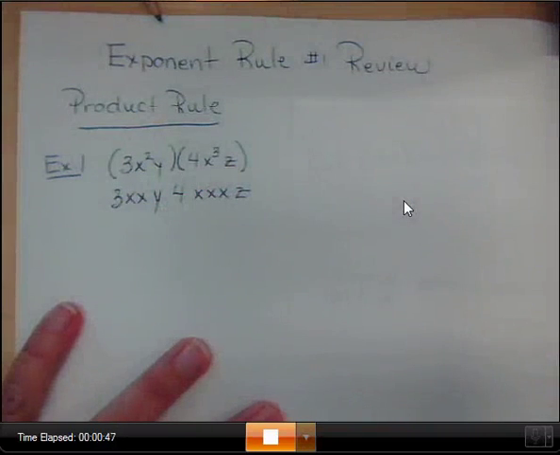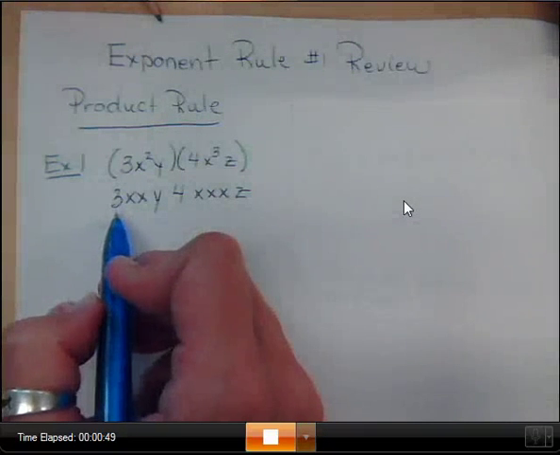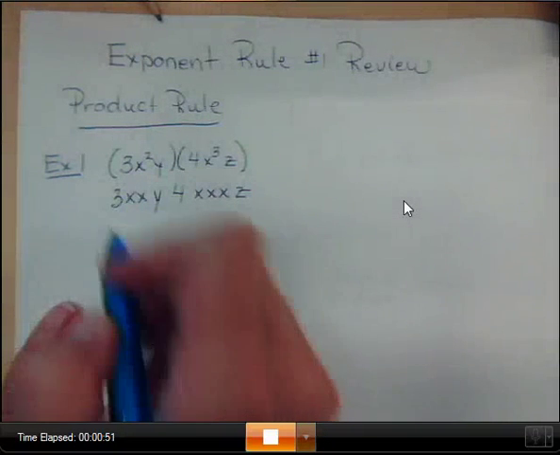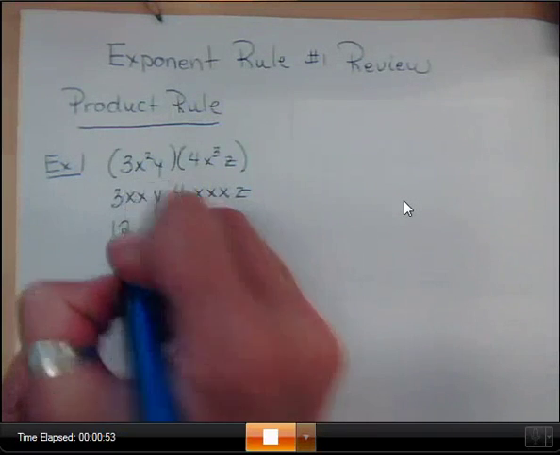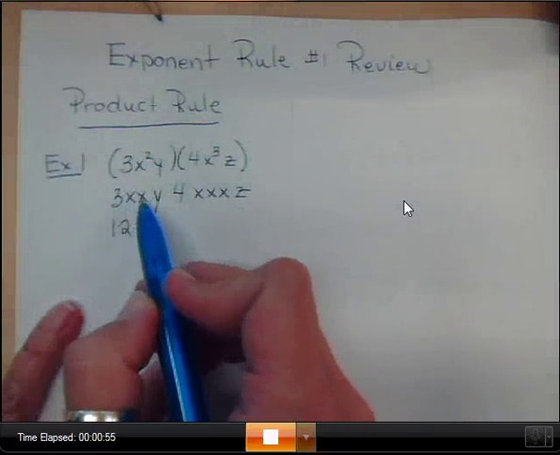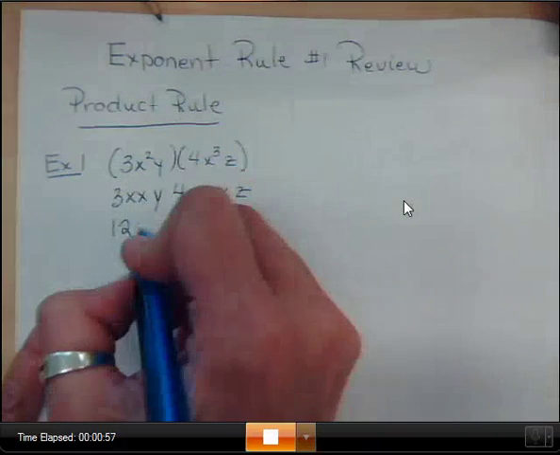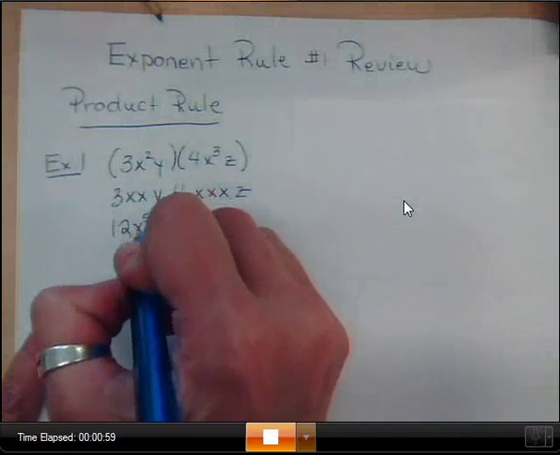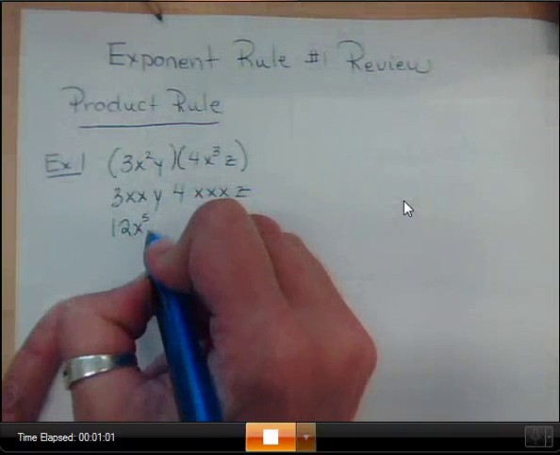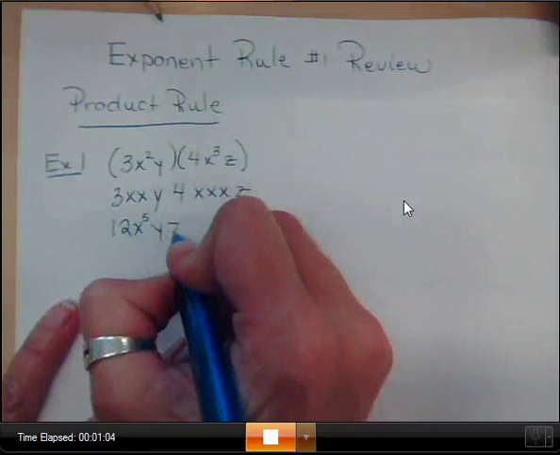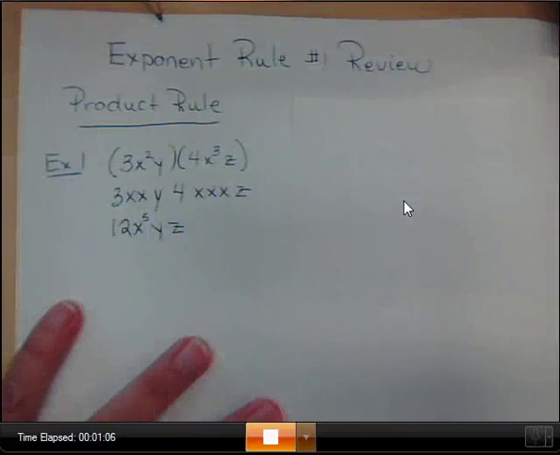So basically, we write it out, we multiply the numbers, so we're going to multiply the 3 and the 4, and that gives us 12. And then we count our x's. We've got 1, 2, 3, 4, 5 x's. And we have a y, and we have a z. And so we're done with that.